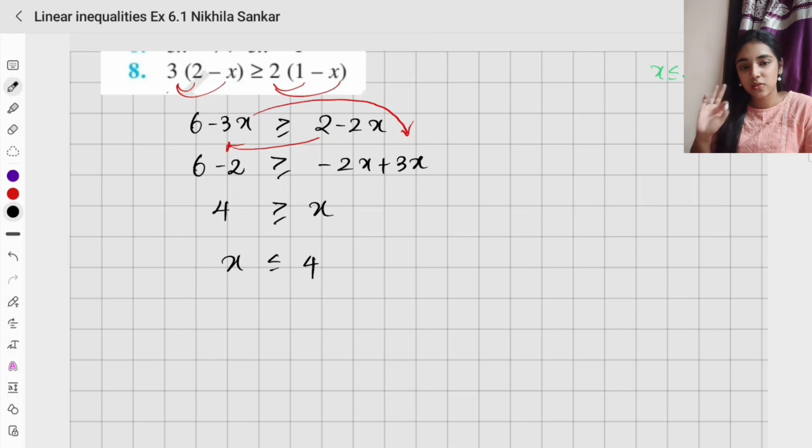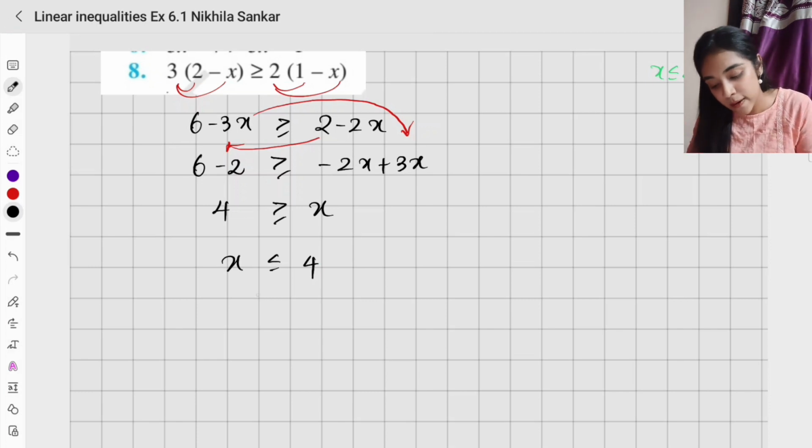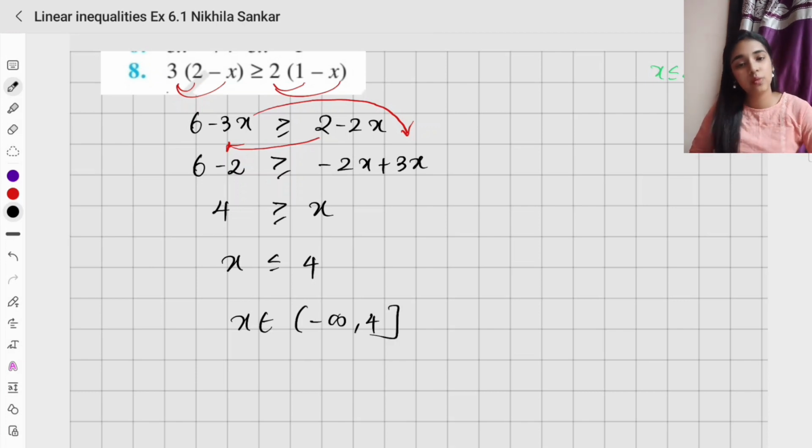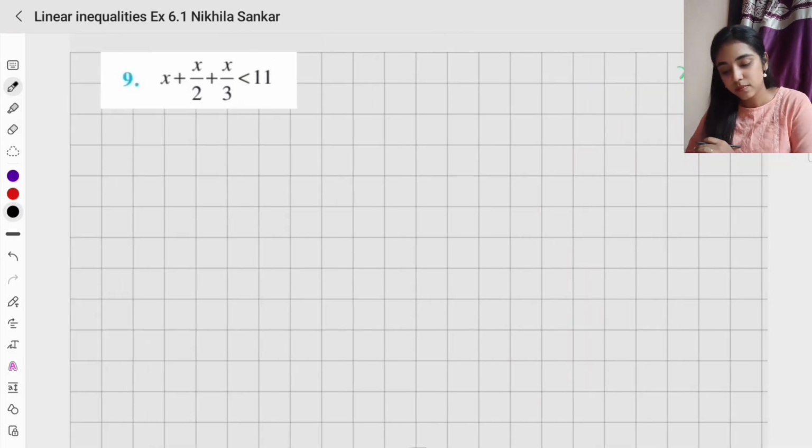I'm just rearranging this. Okay? I didn't do anything else. X is less than or equal to 4. So this is my final answer. So x belongs to minus infinity to 4 including 4. This is how you should write it. Okay, it goes up to minus infinity. X is less than 4, so it will have 3, 2, 1, 0, -1, -2, -3 like this, going up to minus infinity. Question number 9.